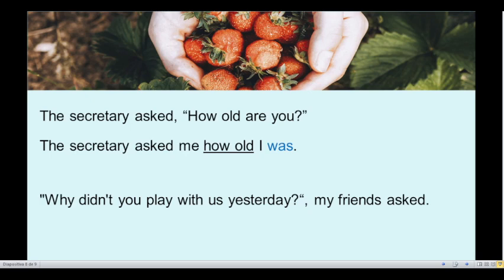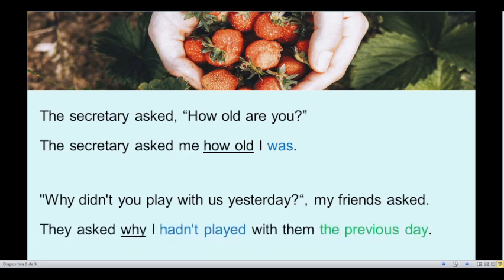Why didn't you play with us yesterday? My friends asked. Well, this question is in simple past. We have a time expression, the word yesterday, and we have the WH question, why. I will give you some seconds. Well, let's see the answer. They asked why I hadn't played with them the previous day. Very good.